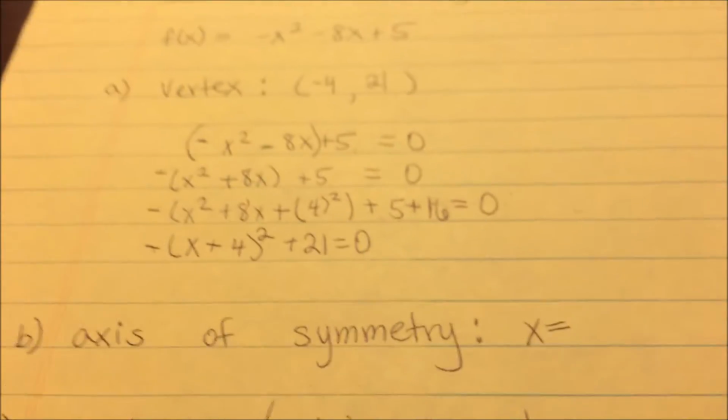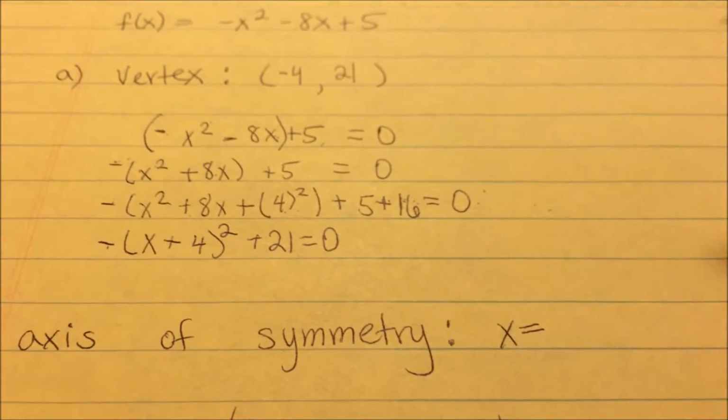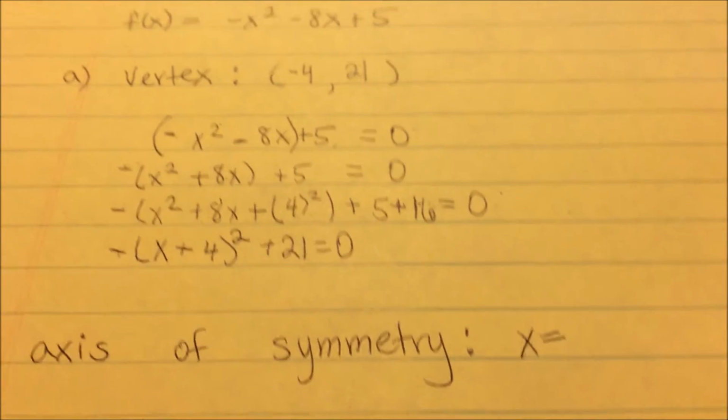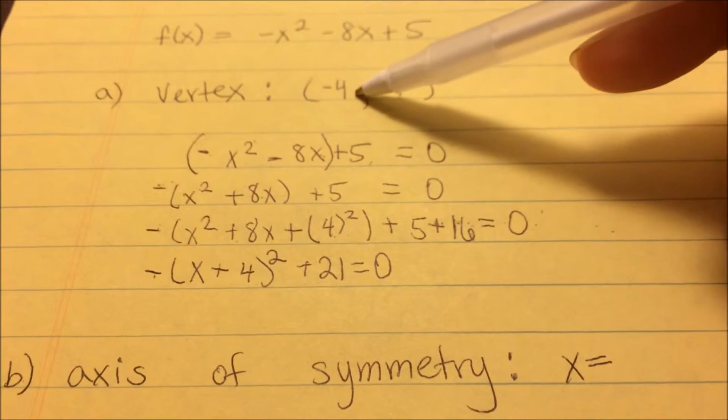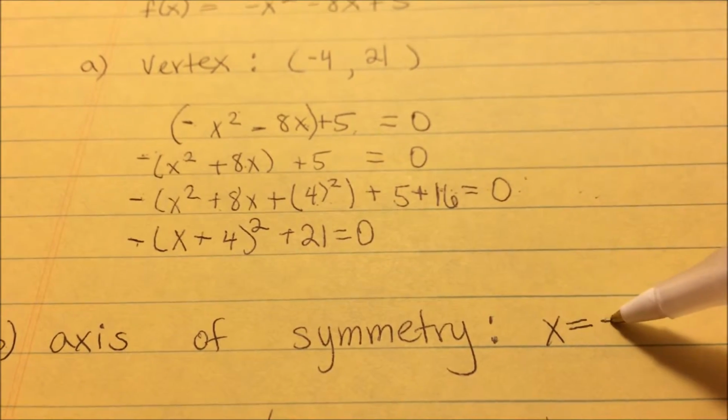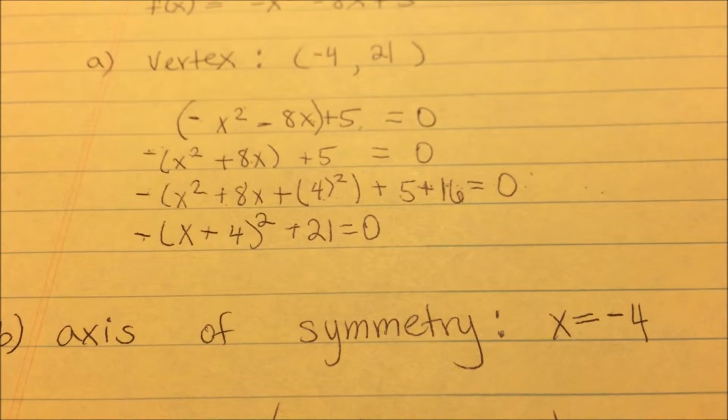Then we continue on to find the axis of symmetry. Axis of symmetry, the formula was found from the h right here. So since x is equal to negative 4, that's my final answer right there.